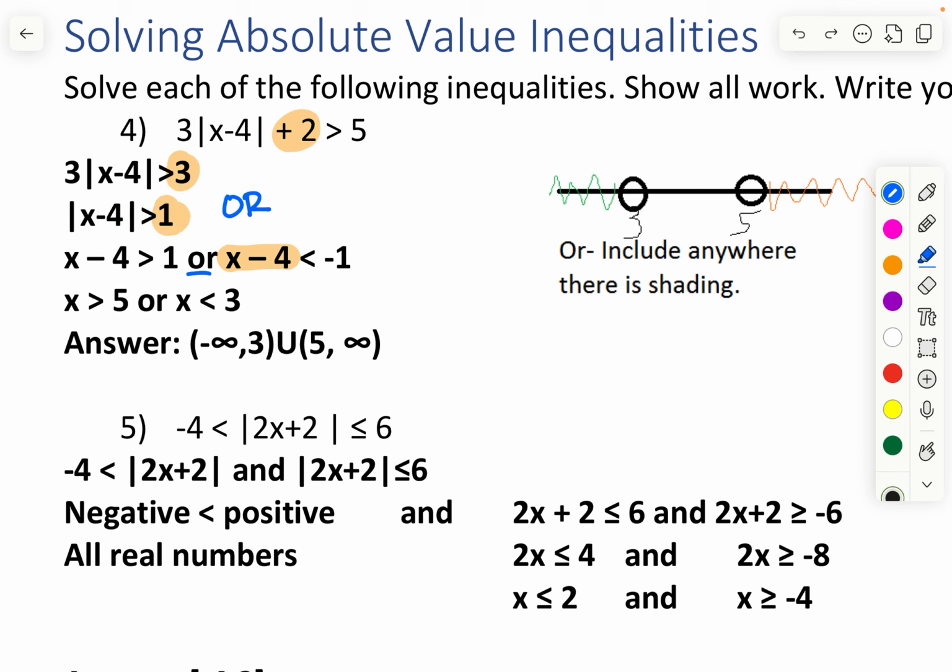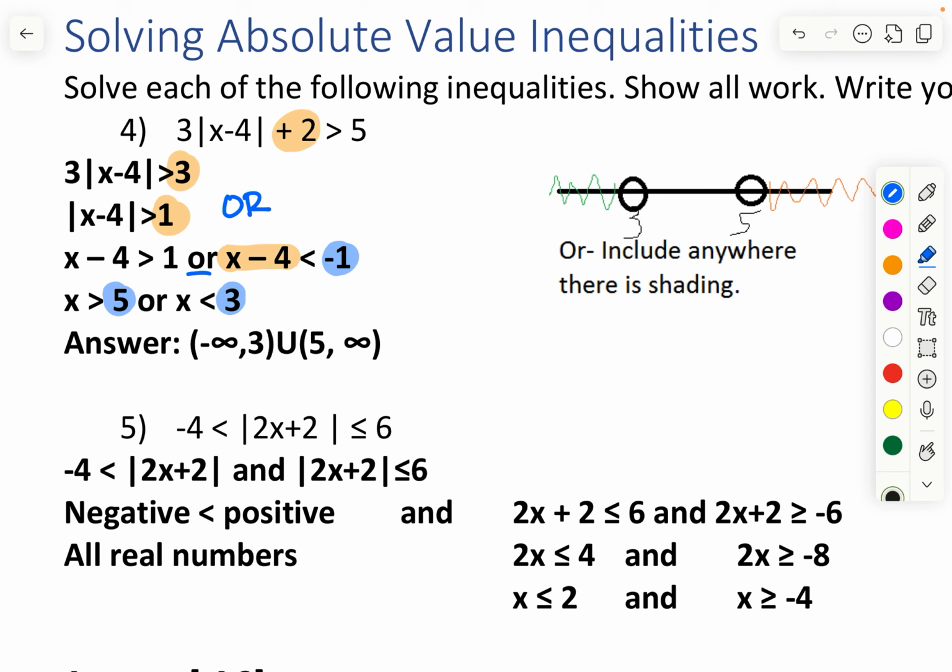So we add 4 to both sides, and that's where the 5 comes from. 1 plus 4 is 5, so x is greater than 5. And then we add 4 over here. 4 plus -1 is 3. So x will be less than 3. All right, so we know that all the x values have to be greater than 5, or all the x values have to be less than 3. Remember, one or the other or both.